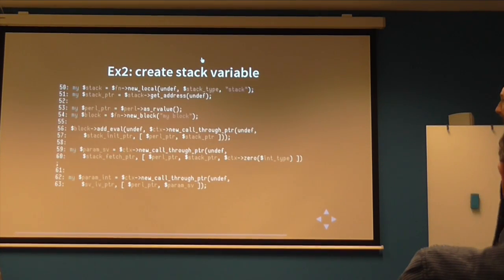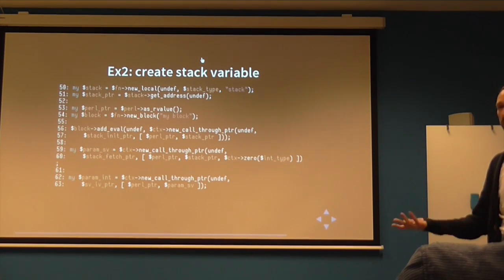Next, we create a new local variable with new local of stack type. It allocates the structure in the stack. Next, we take an address, and on line 59 we call a new function 56. We have call through pointer, so it instructs GCC JIT to add a call through the pointer value we had before.